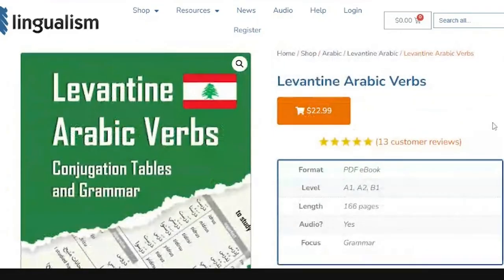Their own version of the Levantine Arabic verbs conjugation tables is definitely less in depth than the 101 Palestinian and Jordanian verb textbook. However, there is great pronunciation audio. It does get super repetitive.